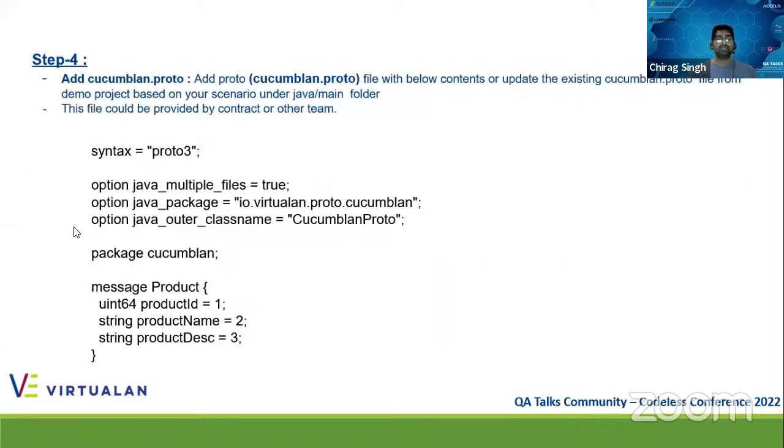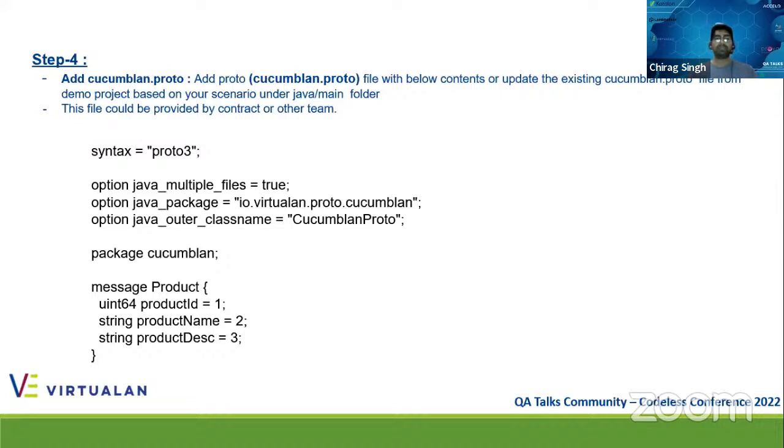And next, if we are using a protobuf, there is a proto file which is provided by the contract team or other team, maybe the dev team, and you have to add this under the main folder. This file is given by the contract team and dev team. This is just a contract for the type of protobuf message we are creating when we create that Kafka event.